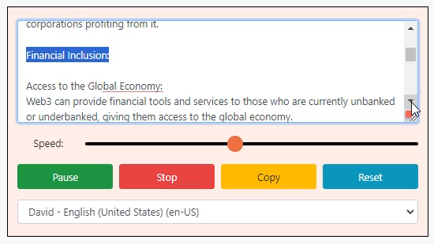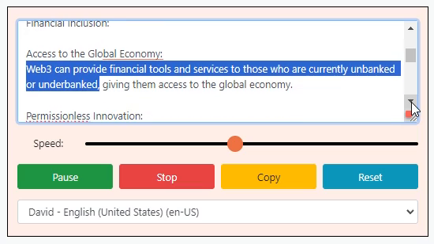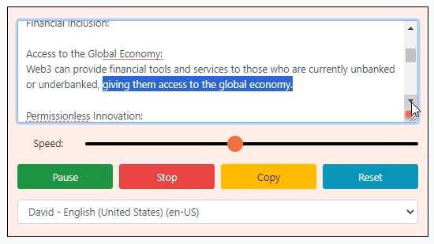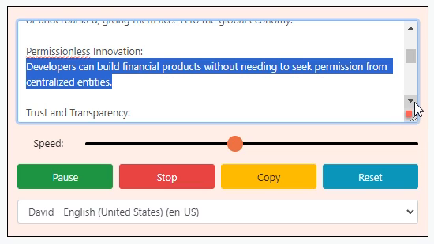Financial inclusion. Access to the global economy. Web3 can provide financial tools and services to those who are currently unbanked or underbanked, giving them access to the global economy. Permissionless innovation. Developers can build financial products without needing to seek permission from centralized entities.